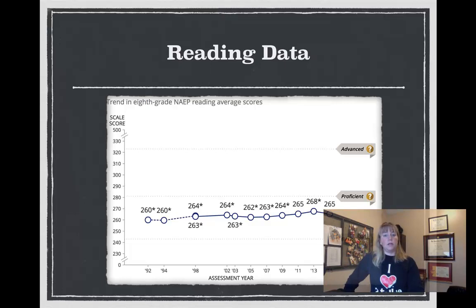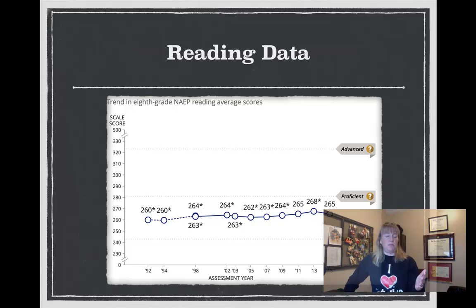line there, and clearly average-wise since 92 we have been below that, and we've been pretty steady at the same level pretty much since 98. 98 was at 264. You can see we're at 265 now. It hasn't changed a whole lot. So the majority of students are performing below proficient.